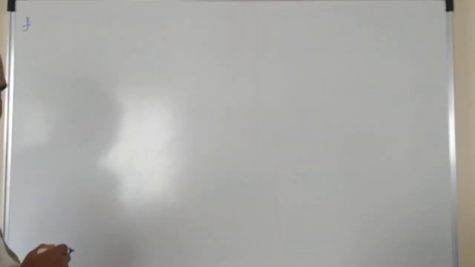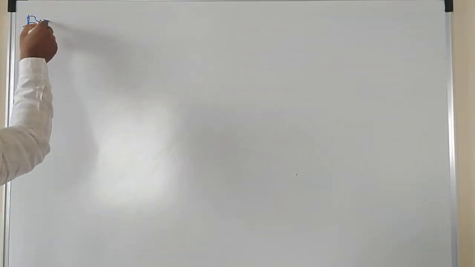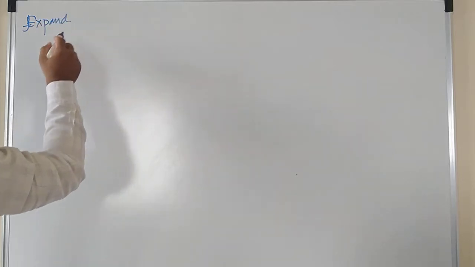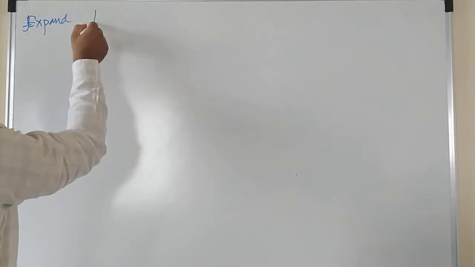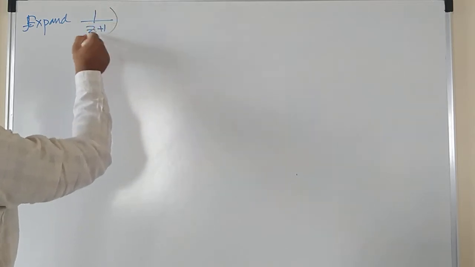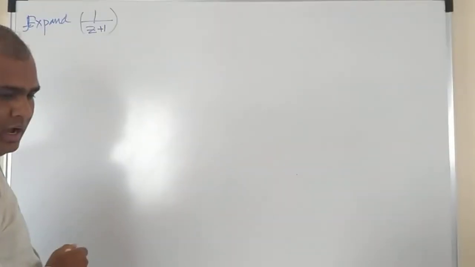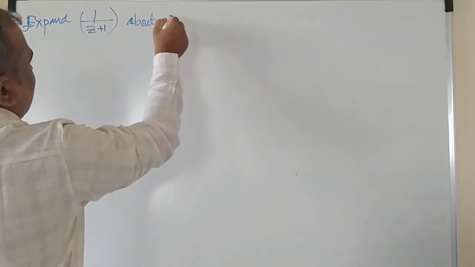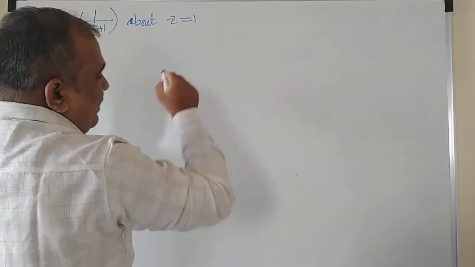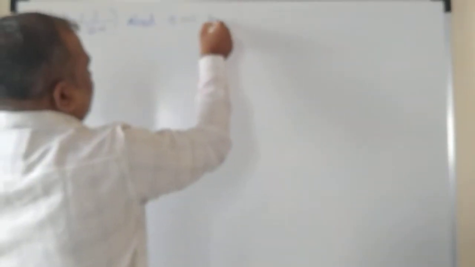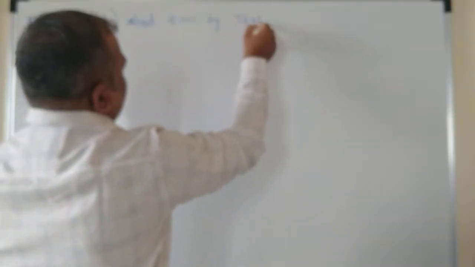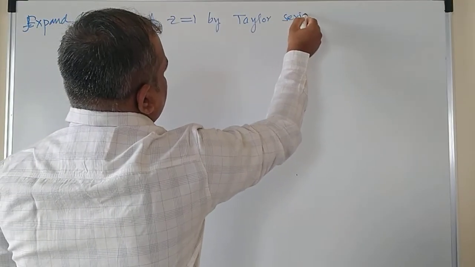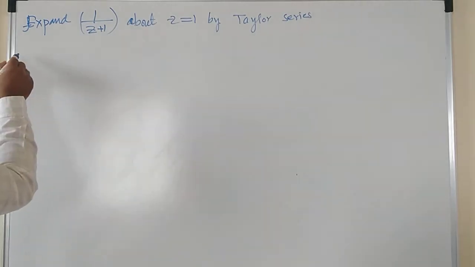So let us take the problem. Let us say, expand 1 upon z plus 1 about z is equals to 1, about z equals to 1 by Taylor series. Let us solve this series expansion by method first one.